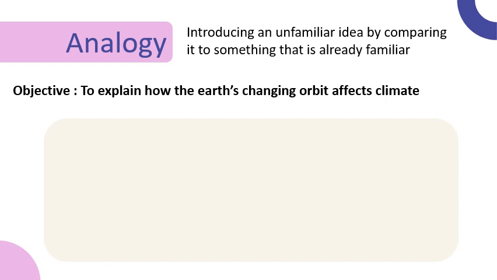So let's imagine, for some examples here, that I'm teaching and I've got the objective of explaining how the Earth's changing orbit affects climate. And probably here the students understand climate, they know the Earth, they may even know orbit, they may not, but can they visualize, can they really construct in their head a mental representation of the orbit changing and the climate changing as a result of that?